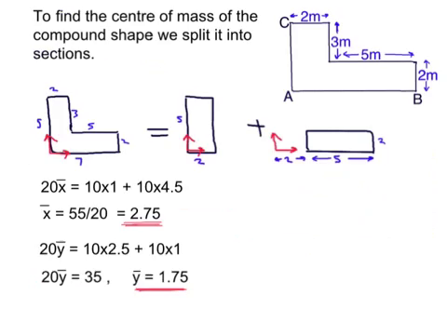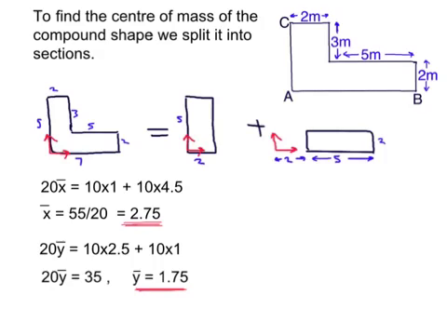Anyway, here, to find the centre of mass of a compound shape, split it into sections. There's no rule or formula for these compound shapes, so it's easiest to visualise them as area, really. If you wanted to find the area of that, you would do it as the area of one block plus the area of another. Now I've split it down here. You could have split it across here. I just split it down there, really.